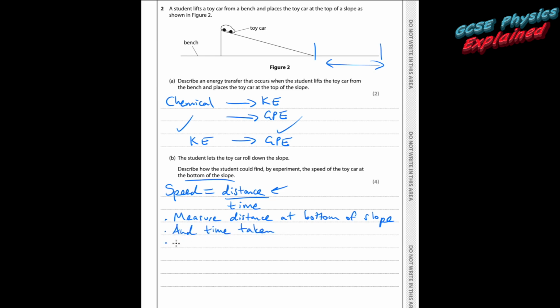and then repeat, take an average. You must say take an average as well. You won't get the mark if you just say repeat. So there's your 4 marks there.